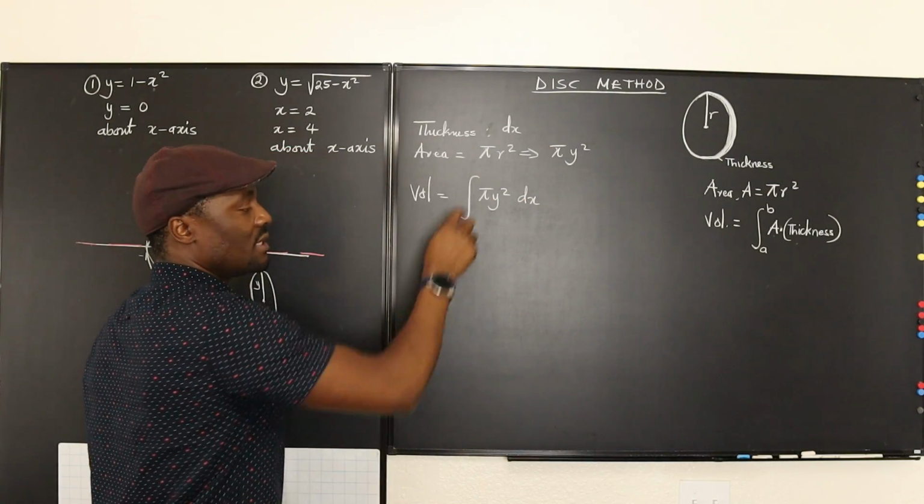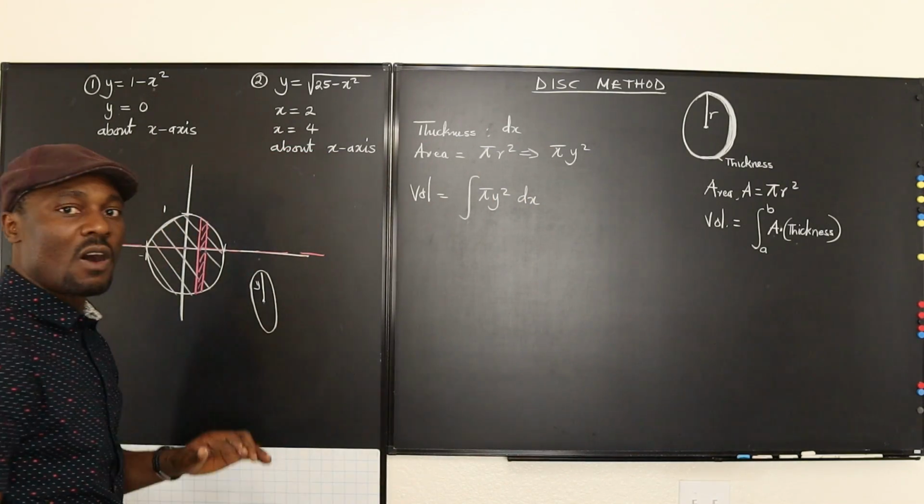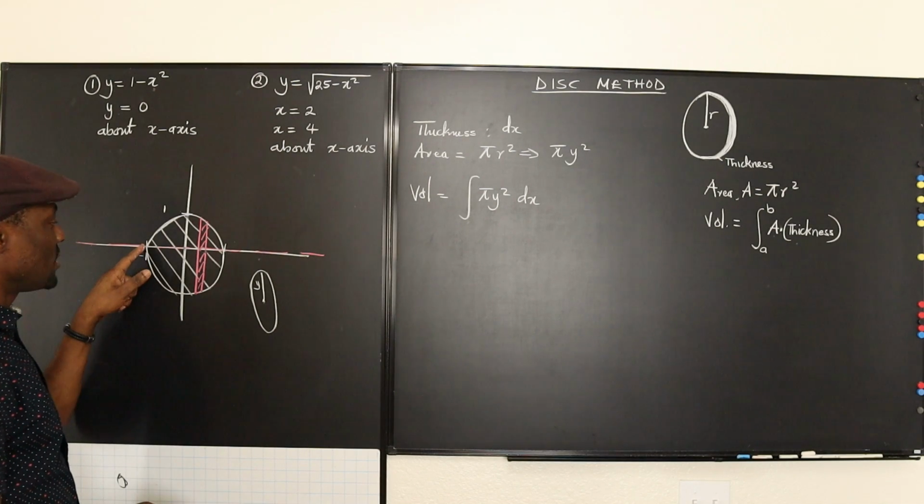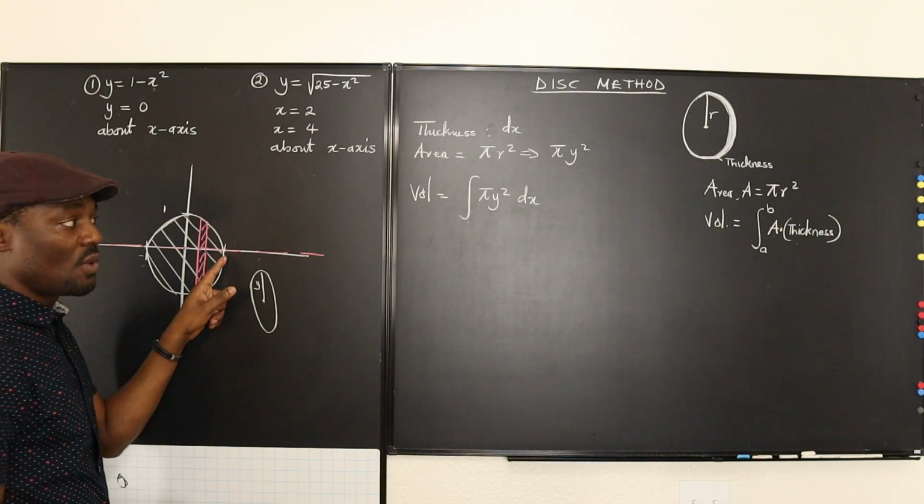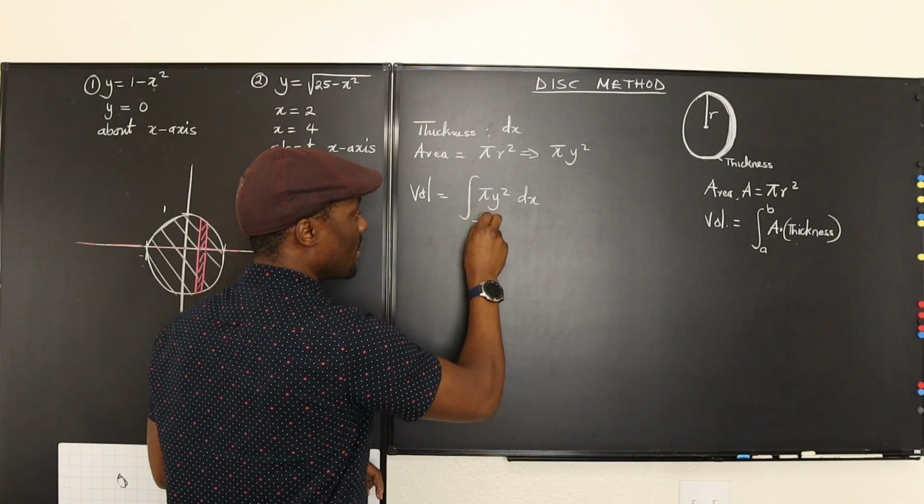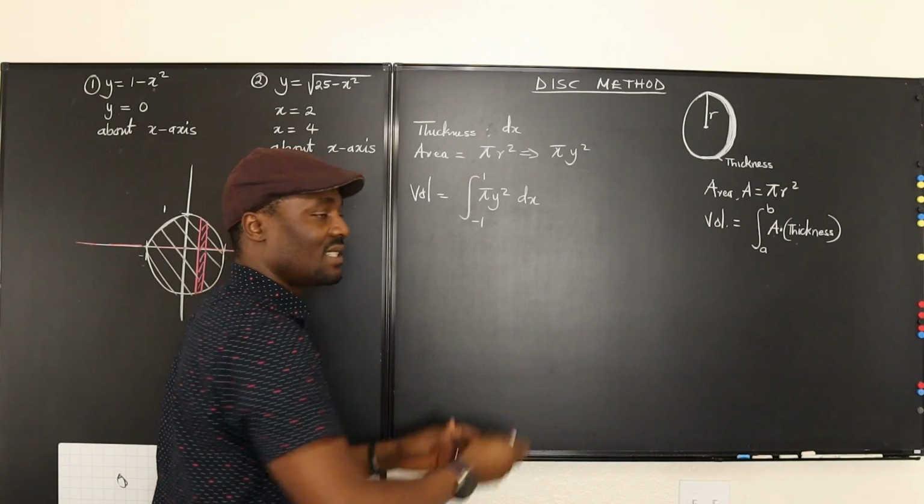What is A and what is B? Well, what are the limits? Where does our solid start from? It starts from the point where x is -1 and it ends where x is equal to 1. So it's from -1 to 1. And this is the setup.